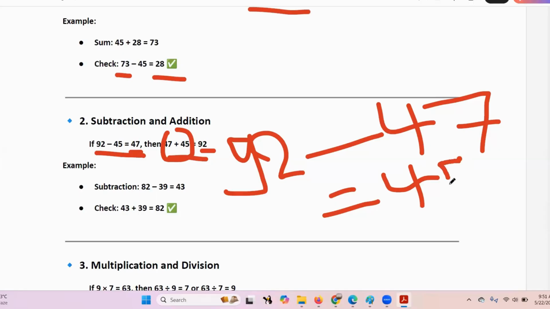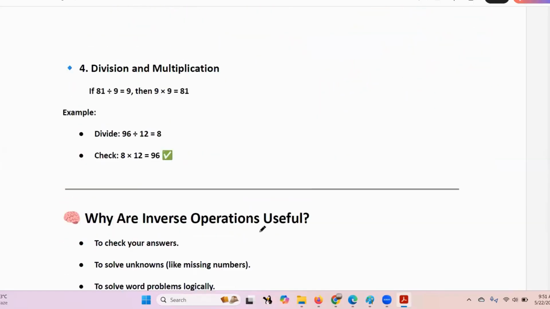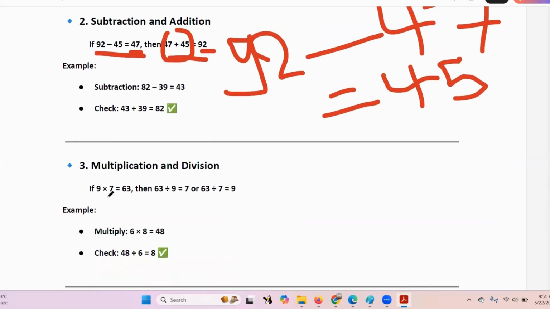Could you go ahead with multiplication and division? Like we have done for addition and subtraction, here it is for multiplication and division. If we multiply and get 63, then we will divide 63 by 9, or we will also do 63 divided by 7 equals 9.